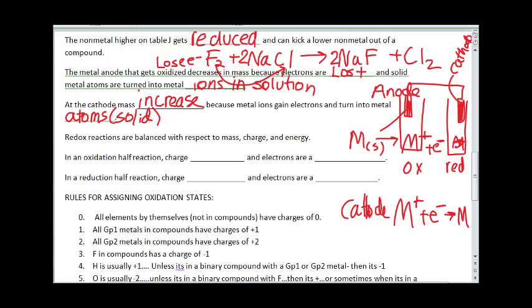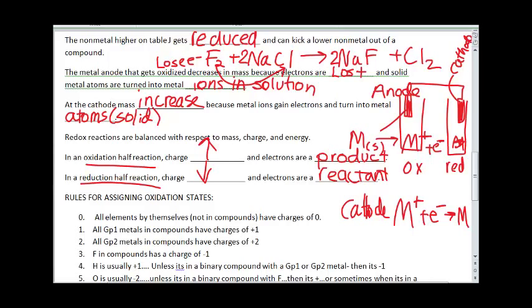And when we write half reactions, for an oxidation half reaction, charge increases and electrons are a product because they're lost. But for a reduction half reaction, charge will decrease and electrons are a reactant. And like I said, we're going to try some practice problems with this.